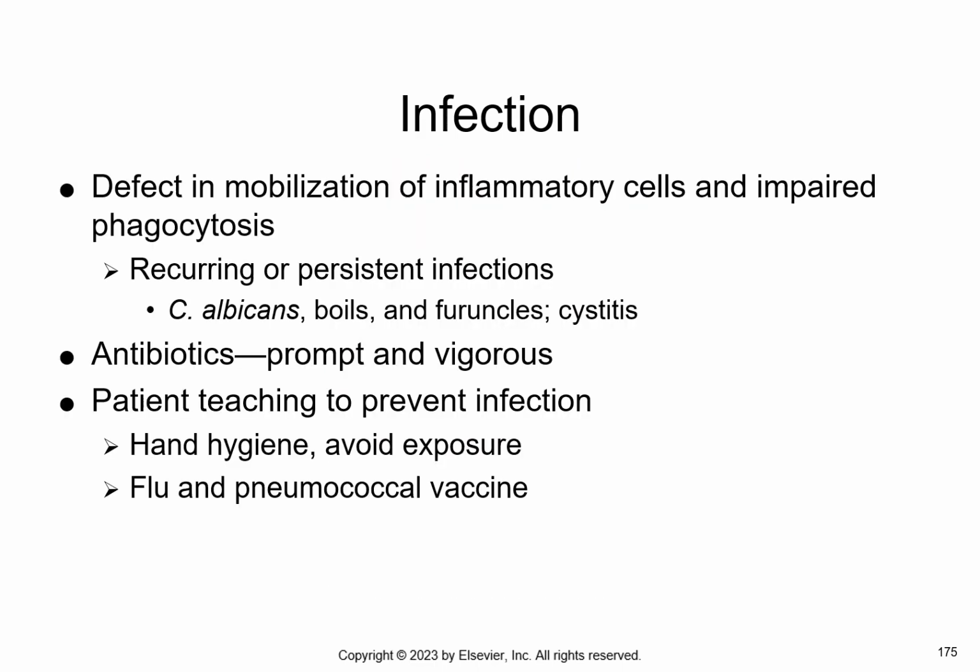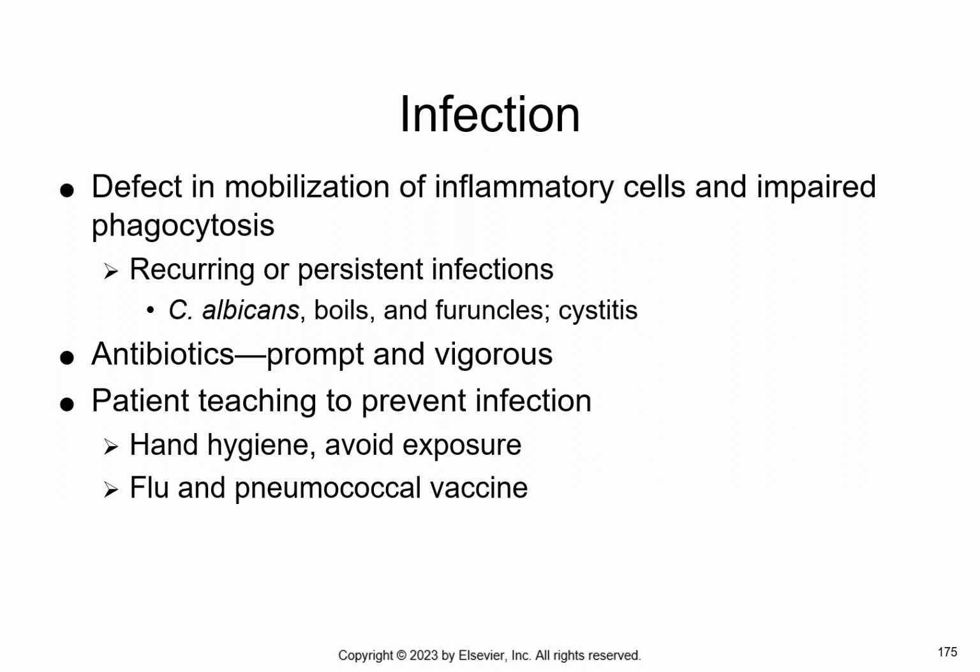Let's look at infection. A person with diabetes mellitus is more susceptible to infections because of a defect in mobilization of WBCs and impaired phagocytosis by neutrophils and monocytes. Recurrent or persistent infections such as Candida albicans, boils, and furuncles in the undiagnosed patient often lead the healthcare provider to suspect diabetes. Loss of sensation, neuropathy may delay the detection of an infection.